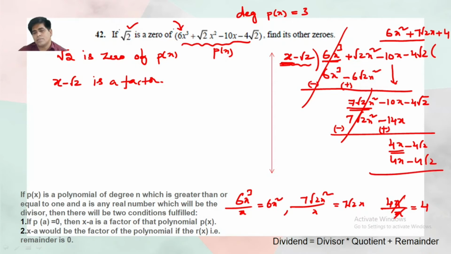So subtract it: minus plus become minus and minus become plus. Ultimately opposite signs will get cancelled. This is also opposite signs. This gets cancelled. You will get 0. So definitely you will get 0. Why? Because this is a factor of that polynomial. X minus root 2 is a factor. How did we get this factor? Clearly given in the question, root 2 is a zero of the polynomial. So that we got the coefficient.